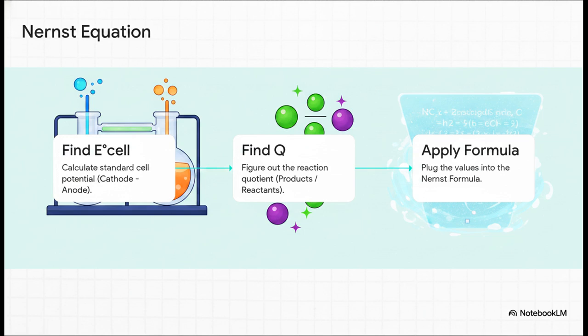Figure out your reaction quotient Q. That's simply the concentration of your products divided by the concentration of your reactants. Just don't forget your stoichiometry. And finally, step 3. Plug those values right into the Nernst formula. Boom, that's it. If you approach literally any numerical with these three clear, logical steps, you are never going to get lost in the math.